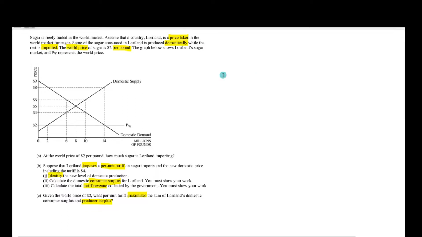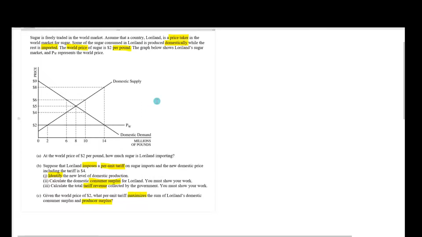Okay, so if you didn't have this information in the question stem, the description, you could determine that Loriland, this imaginary country, is an importer because their domestic supply and domestic demand equilibrium price is $5 per pound, while you can see PW, world price down here, is $2. So world price is lower than domestic price, so the country will be importing some of its supply.